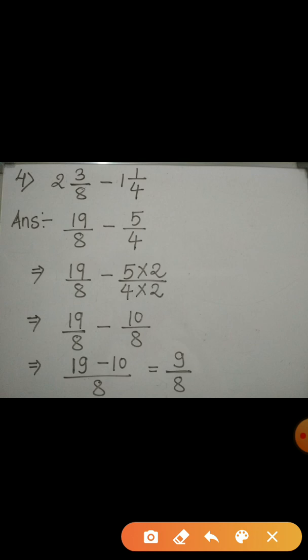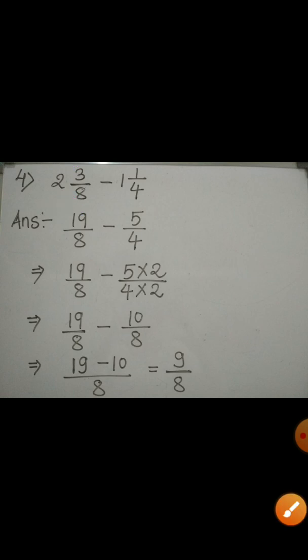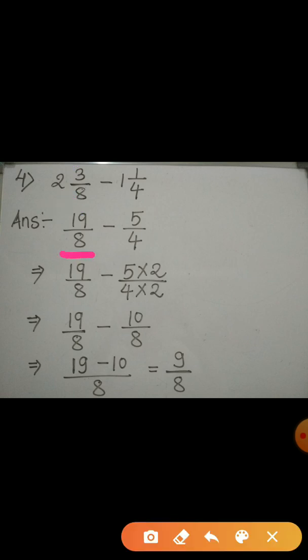See one more example. Subtract 1 by 4 from 2 3 by 8. Here both the numbers are mixed numbers. Hence to subtract them, first we convert them into improper fractions. See the first number. How to convert it into an improper fraction? First we multiply 2 and 8. Now 2 8s are 16. And then add the numerator to it. So 16 plus 3 will come 19. We copy the denominator. So the fraction will be 19 by 8.